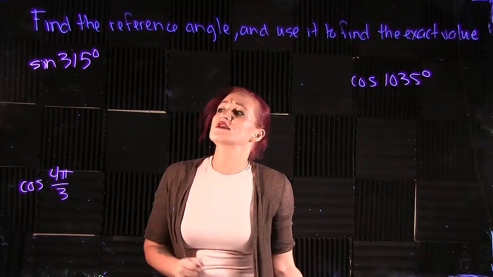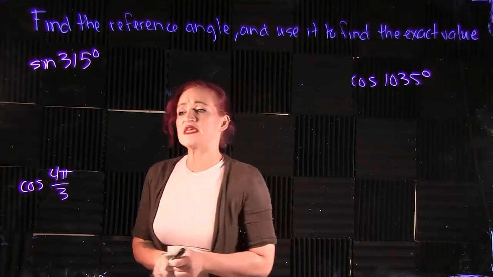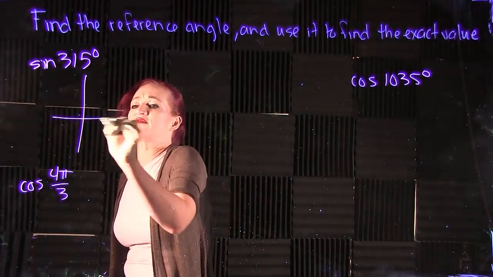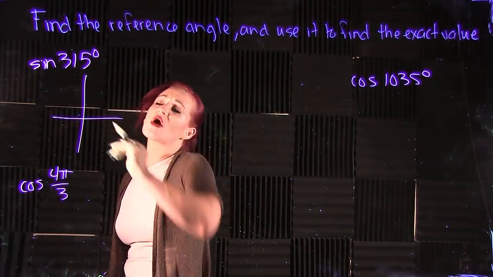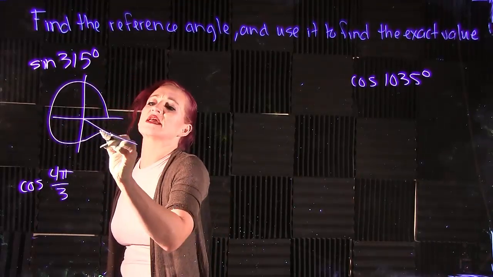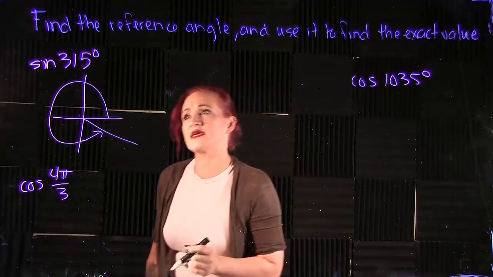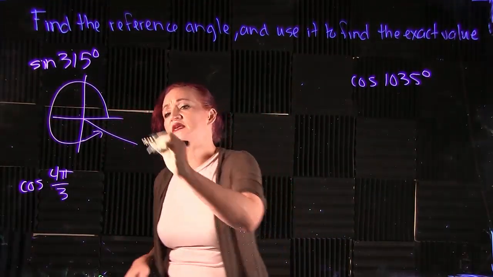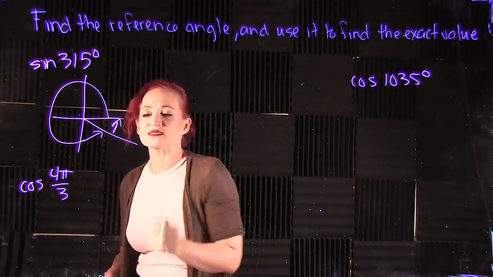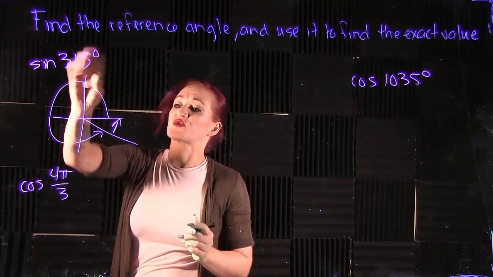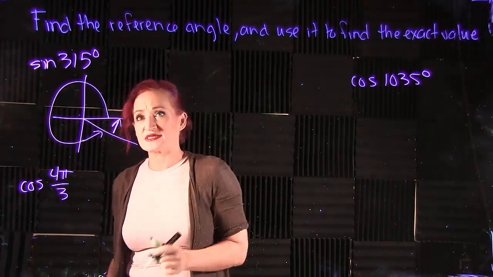In order to figure out sine of 315, the first thing we're going to want to do is find the reference angle for 315. If we draw out 315, it gives us this angle right over here. A full rotation is 360, and we're only going to 315. So our reference angle is this little bit here. If we take 360 and subtract the 315, that's going to give us this angle here.